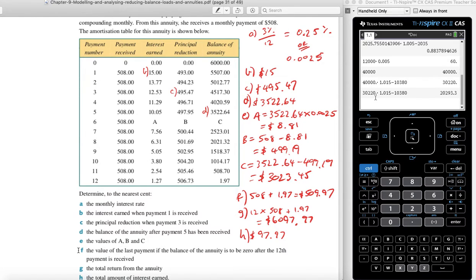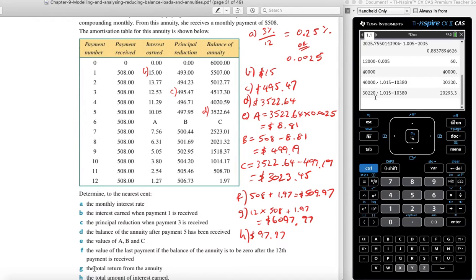Part F, the value of the last payment if the balance of the annuity is to be 0 after the 12th payment is received. They've already given you this one as well. So the 12th payment, there was still $1.97 left. So the $508 plus the $1.97 gives us a total of $509.97.